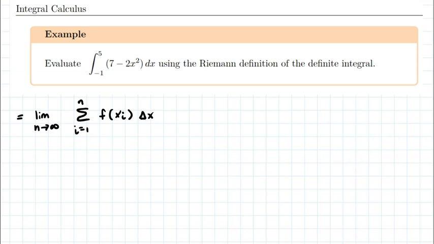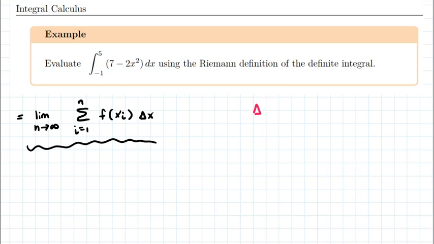This example says to evaluate the definite integral from -1 to 5 of 7 minus 2x squared dx using the Riemann definition of the definite integral. So we've gone ahead and written out the definition of the Riemann integral, which is the limit as n approaches infinity of the summation from i equals 1 to n of f of x sub i times delta x.